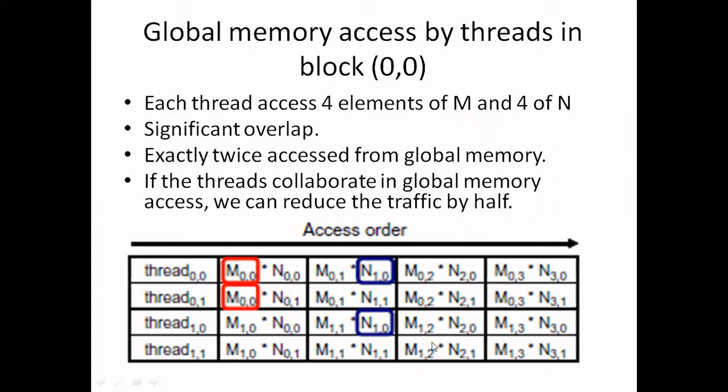So here you will see the same data is being used by other threads in the same block. The data is being used 2 times, right? So if we access the data only once from the global memory and keep it in shared memory, in that case the global memory access will be only 1 and we can use this data 2 times.